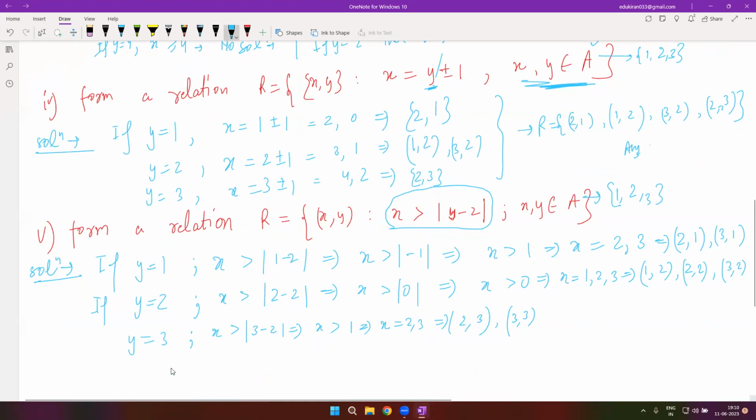So in this case, our relation is (2, 1), (3, 1), then (1, 2), then (2, 2), then (3, 2), then (2, 3) and (3, 3). This will be the complete answer.